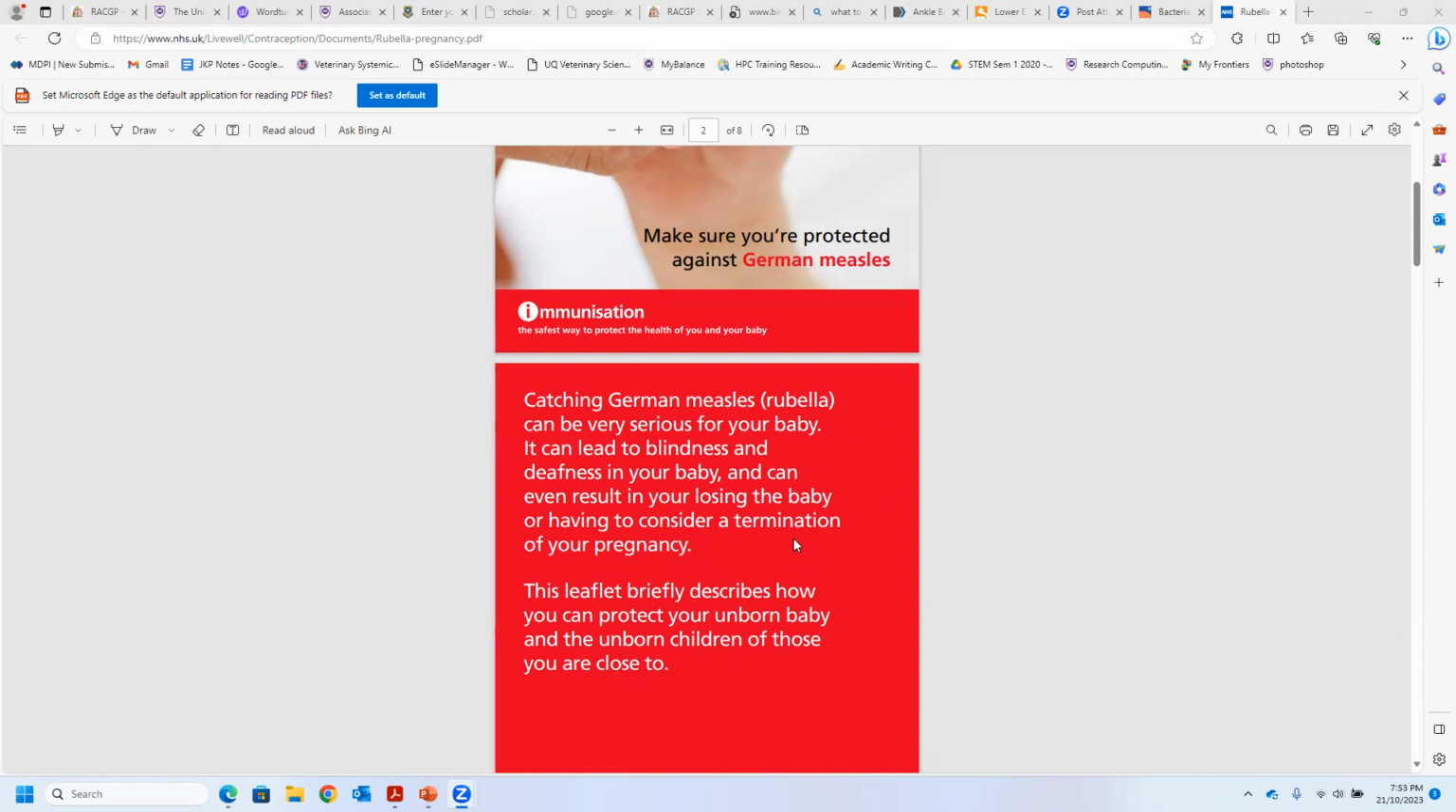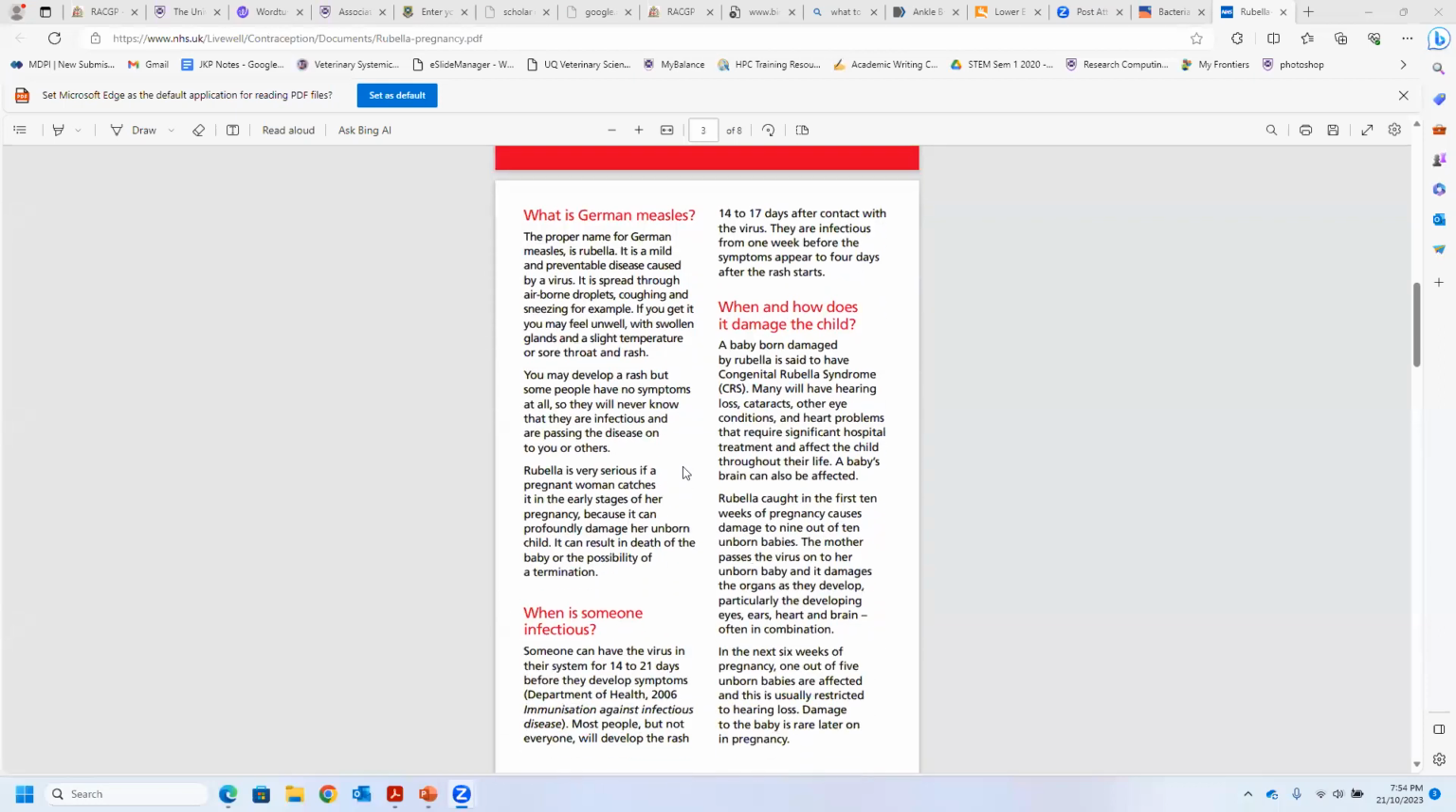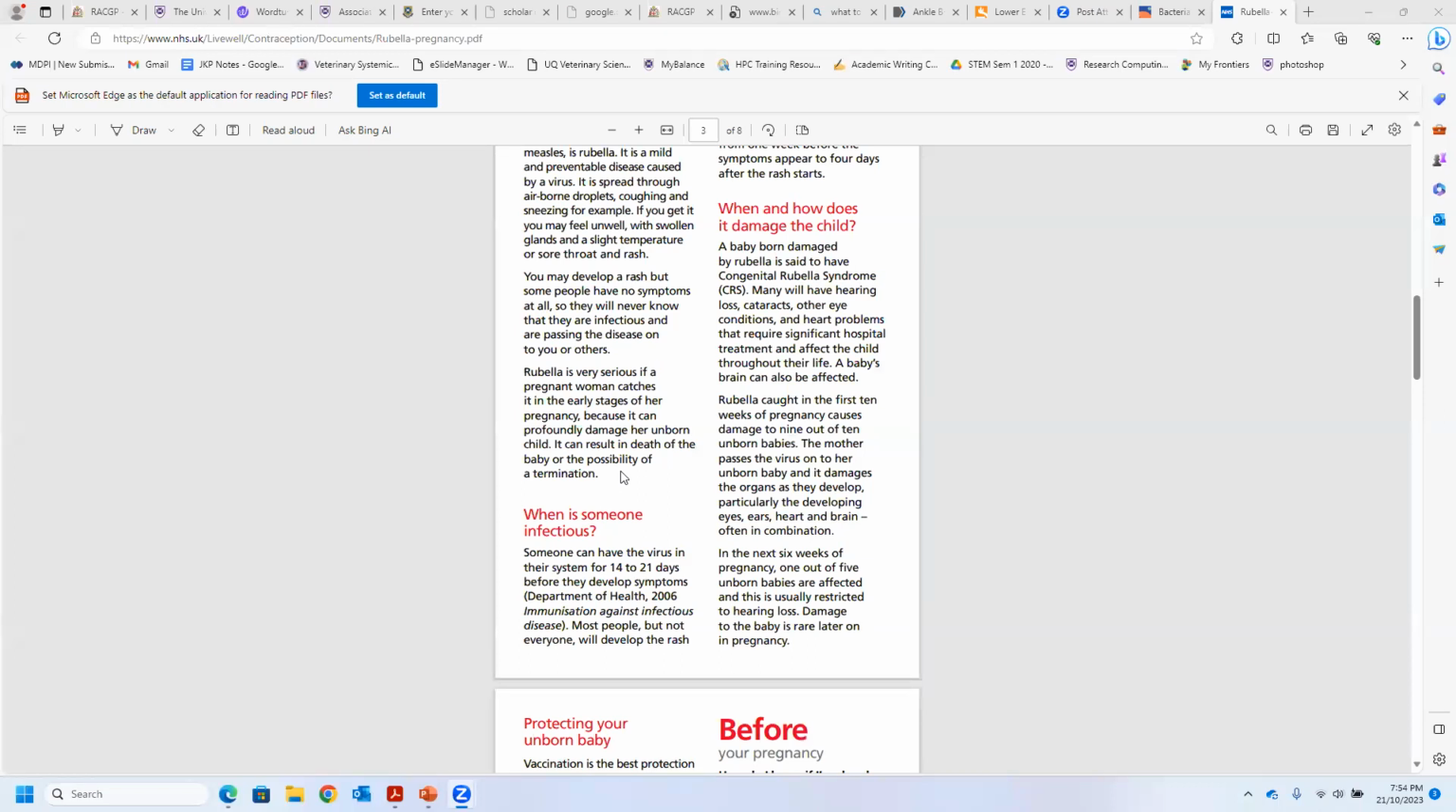So if you look over here, German measles is rubella. It can be very serious for the baby. It can lead to congenital defects like blindness and deafness in the baby, and can cause termination, miscarriage as well in the baby. So when is someone infectious? When they are coming in contact with the rubella and have contracted the virus in their system.